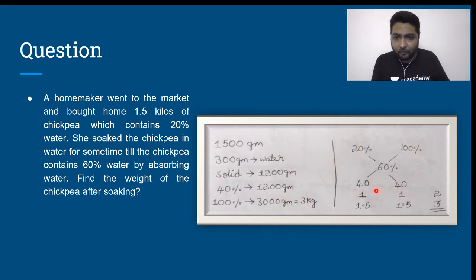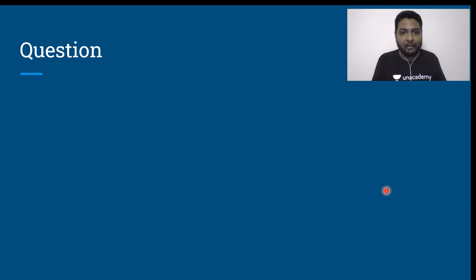That means initially if I have 1.5 kilos of chickpea, then another 1.5 kilos of water is absorbed by the chickpea when it is put into water for soaking. And the total weight after soaking will be 1.5 plus 1.5, which is 3 kilos. The same answer you get. You can either use this approach or this approach. But in order to use the principle of alligation, we should know how to use it. Also, we should know under what circumstances we can use it. Is that clear? Let us look at another question.